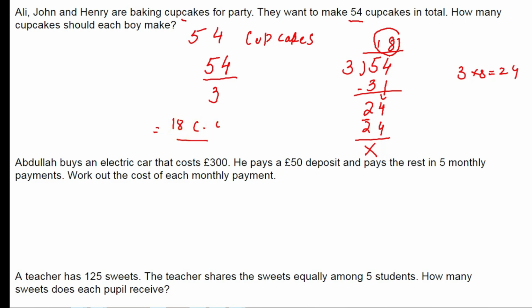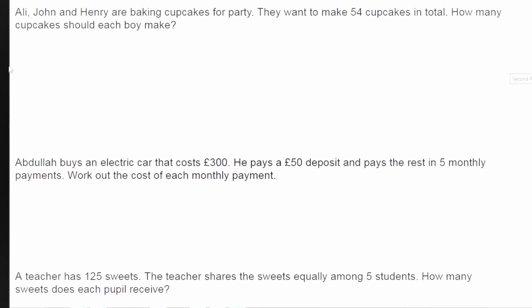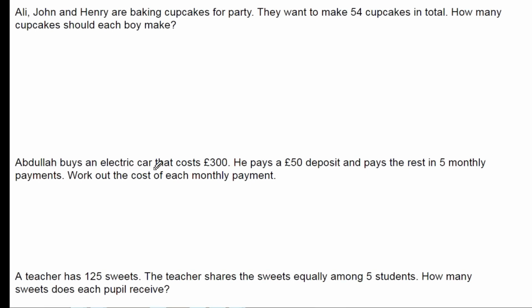Okay, so now look at the next question. Abdullah buys an electric car that costs £300. How much? An electric car costs £300. Okay, now read the next part. He pays a £50 deposit. So you know what we mean by deposit? £50 he has paid in advance. That means how much he has paid? 50. So you need to take away 50 from 300.